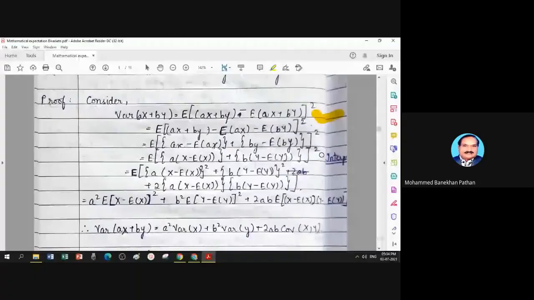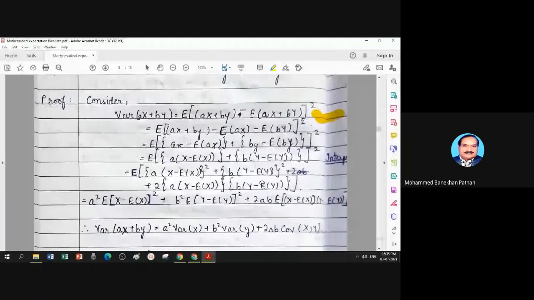Now here a is a constant, you can take it outside. So curly bracket a times X minus EX, another curly bracket, b is common, Y minus EY, and the square bracket is overall squared. Using the formula of a plus b whole square, expectation of square of this curly bracket plus square of this curly bracket plus twice the product of these two curly brackets.